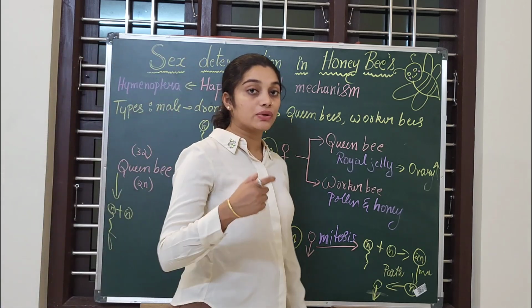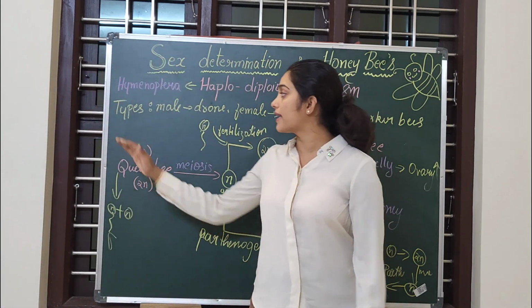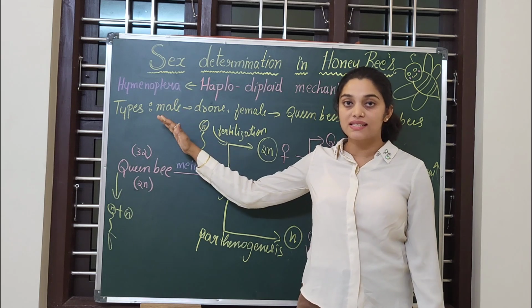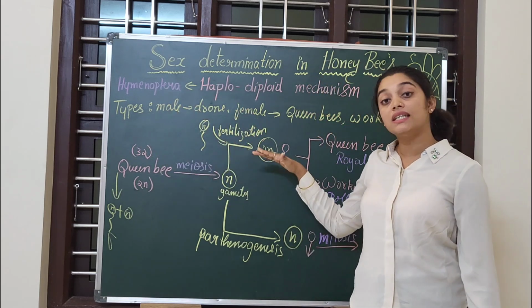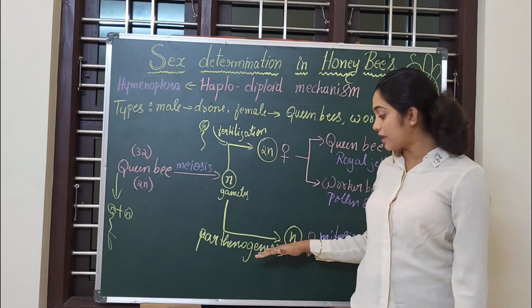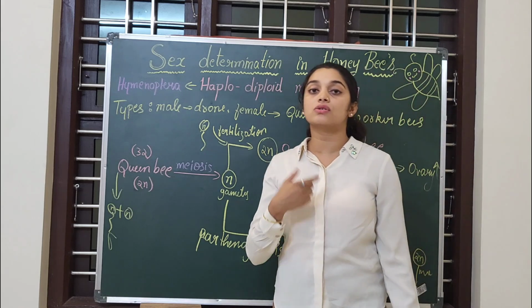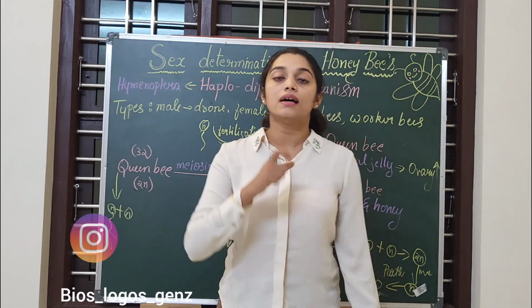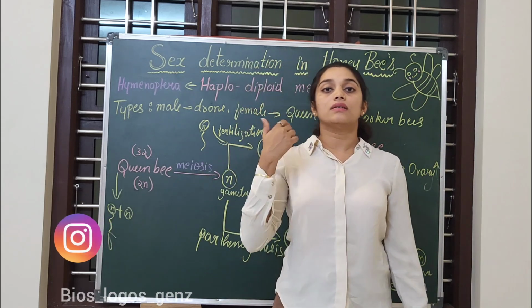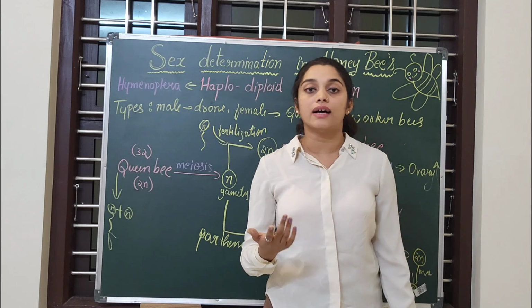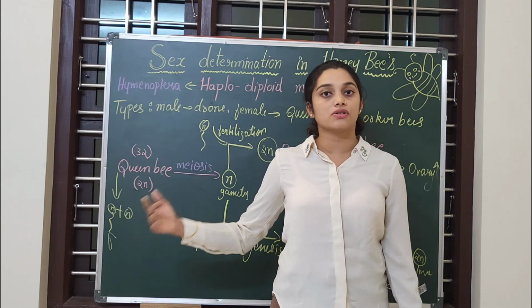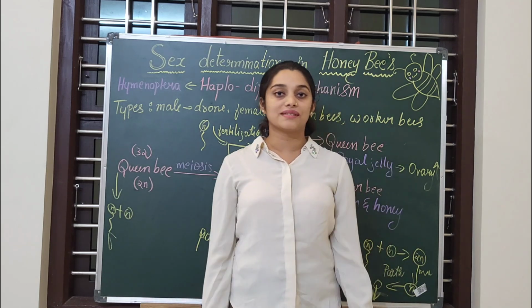So I hope in today's class you understood how one can determine the gender of the bees based on whether they have a diploid or haploid set of chromosomes, and I also solved the doubt of how they can have a grandson or grandfather but not a father because of the parthenogenesis process. Thank you.